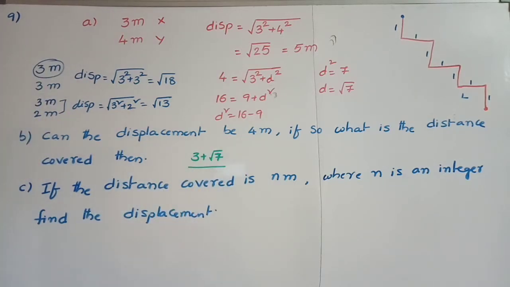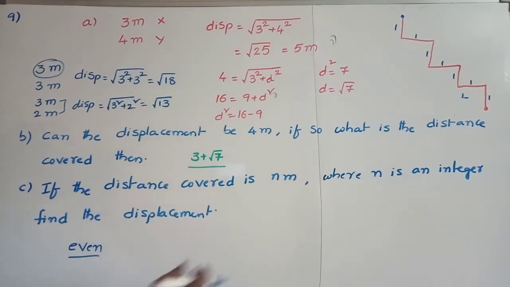And next, the third bit. If the distance covered is n meter, where n is an integer, find the displacement. Suppose here n is an even number.